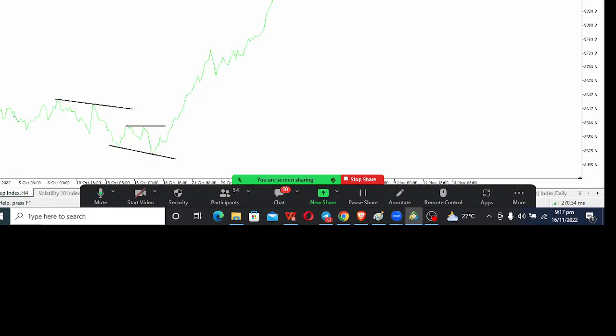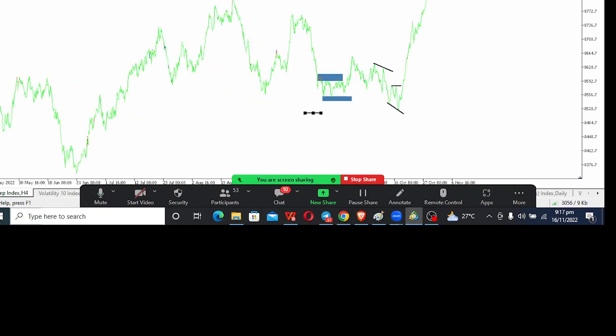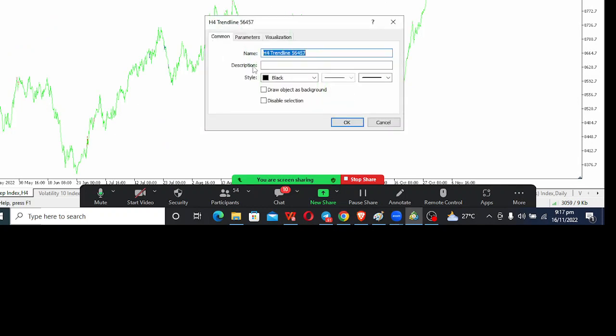So let me switch back to, let me just use this. It's already crossing, so there might be a breakout. But if there is a breakout, you are still going to see it here.